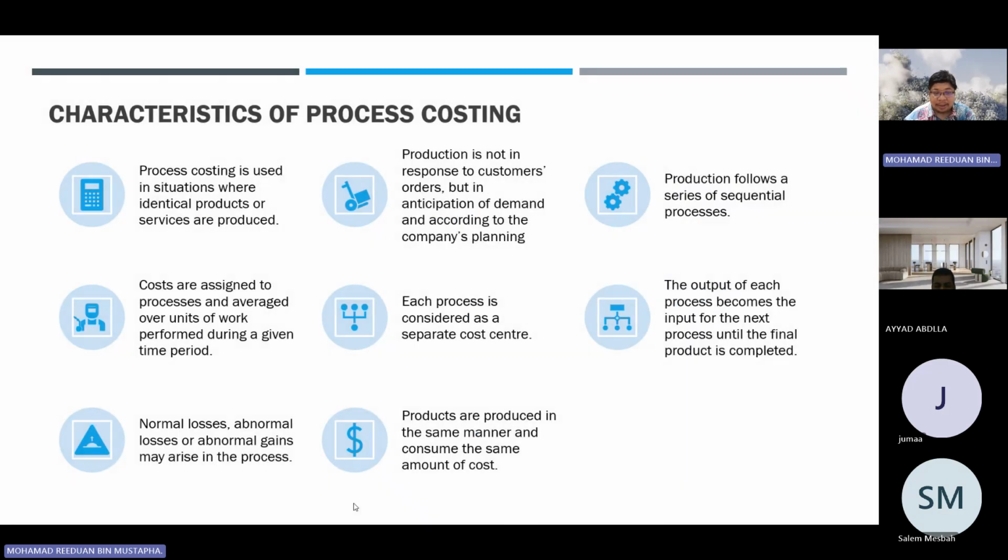And then in terms of the characteristics of process costing, process costing is used in the situation where identical products or services are produced. Let's map the characteristics of process costing directly to your company, Raslanus, environment.